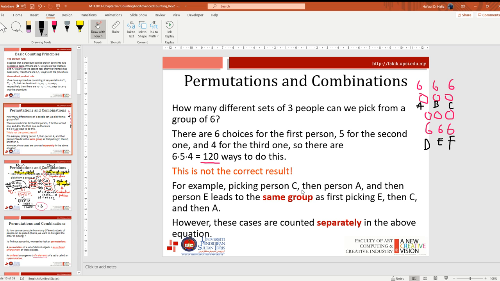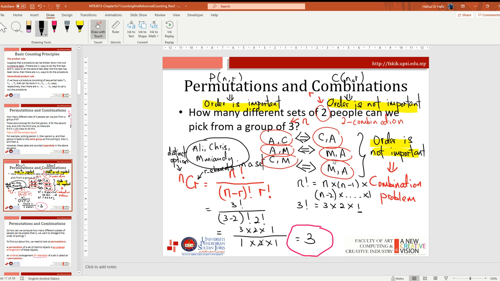Okay, picking the person in C, then a person in A, and then a person in E leads to the same group as first picking E, then C, then A. We have so many possibilities. However, these cases are counted separately. In order to have the possibilities counted properly, we introduce to you permutation and combination.